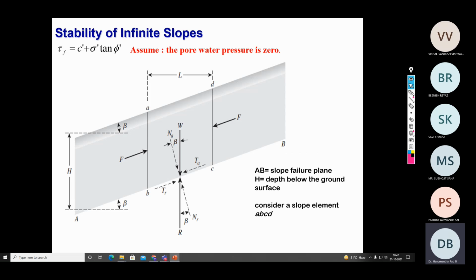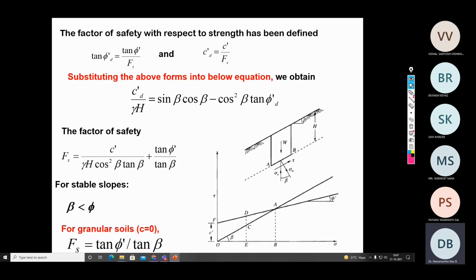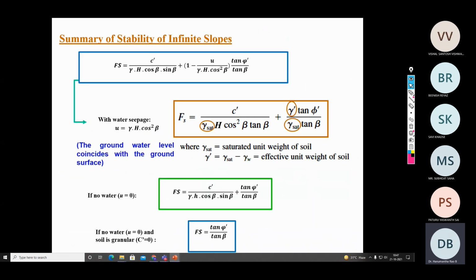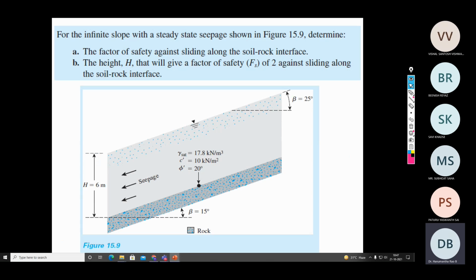So that's very fundamental. Now let us go to another example on infinite slopes. Note down the sum on infinite slope. For the infinite slope with a steady state seepage shown in figure 15.9, determine the factor of safety against sliding along the soil rock interface, and the height H that will give a factor of safety Fs of 2 against sliding along the rock mass.